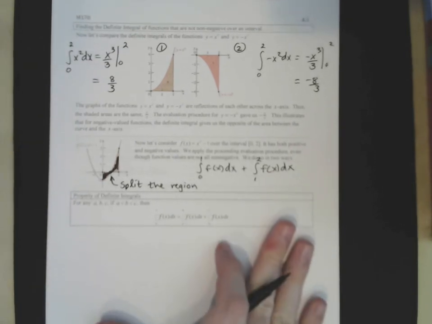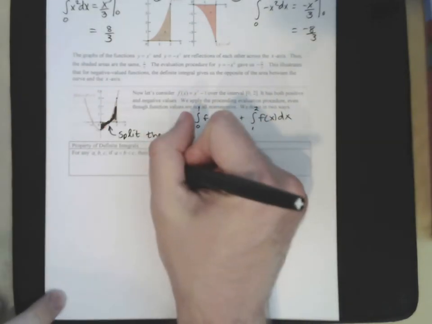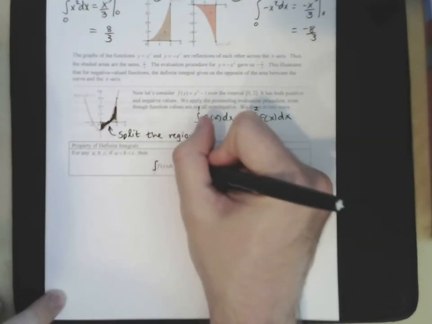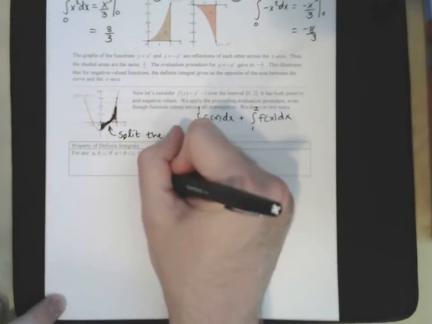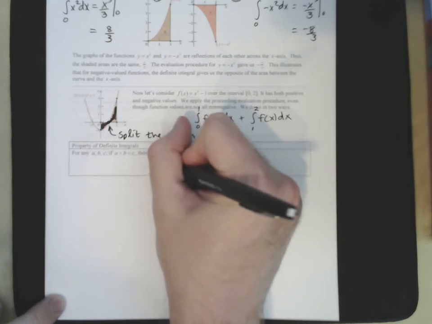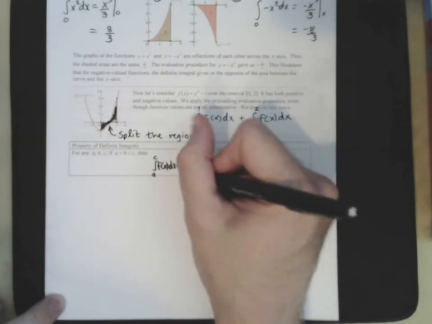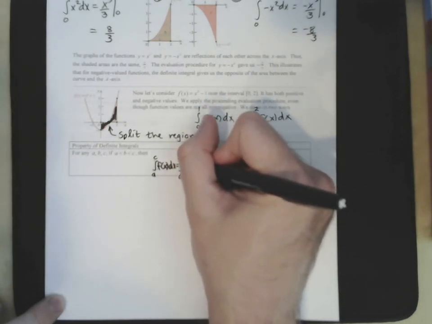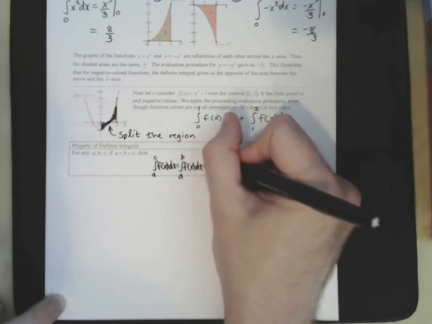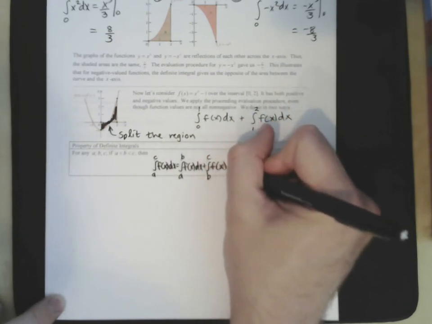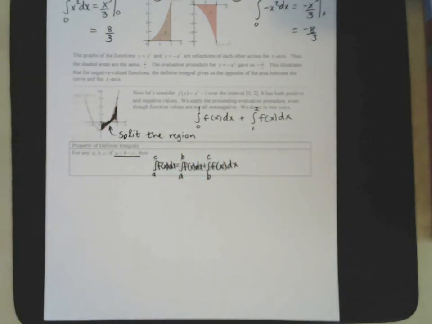And so this is a big property of definite integrals, which is what this next box is. Don't know why the symbol is messed up, but this should be the integration symbol on all three of these. So the integral from a to c of f of x dx is equal to the integral from a to b of f of x dx plus the integral from b to c of f of x dx. And again, this hinges on the fact that b is strictly in between a and c.